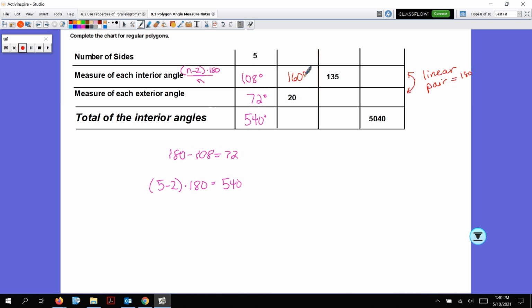When you really need to know the number of sides, you simply take 360 divided by 20, and that's going to give us 18. That's how many sides this polygon has. For the total sum, 18 minus 2, which is 16, times 180, that gives us 2,880 degrees.